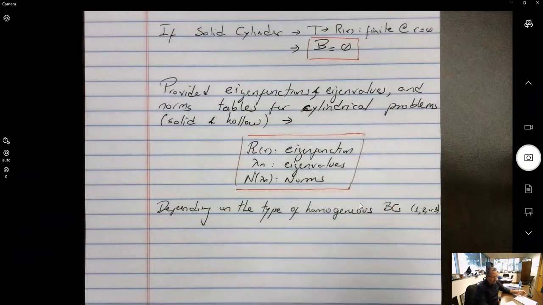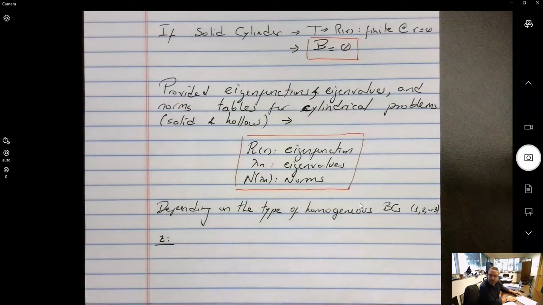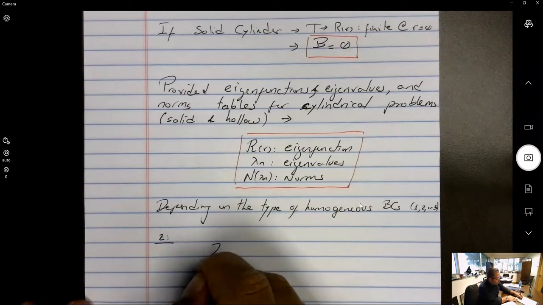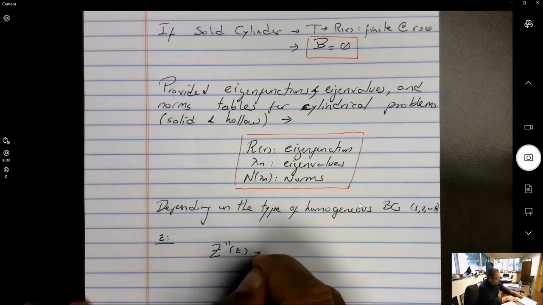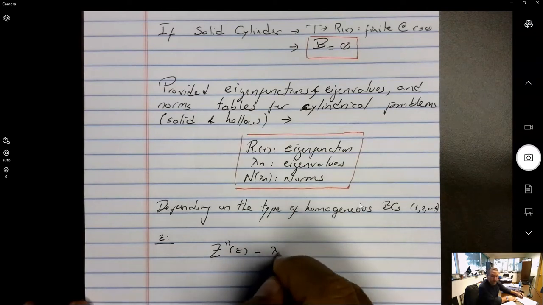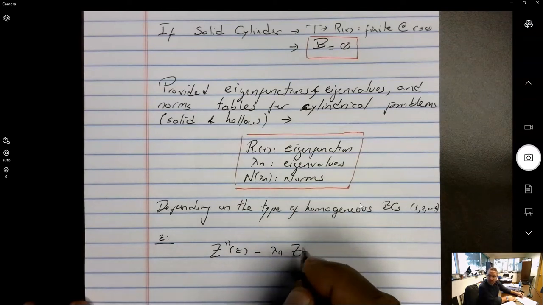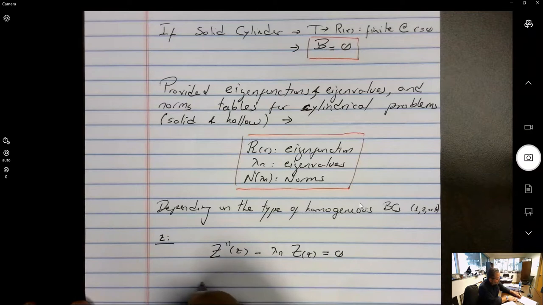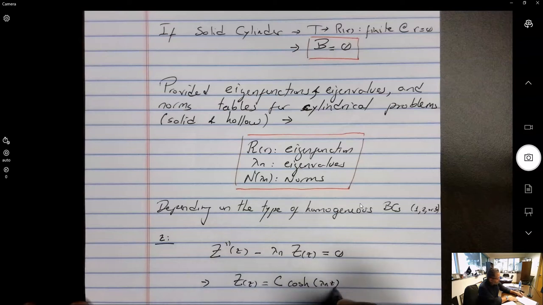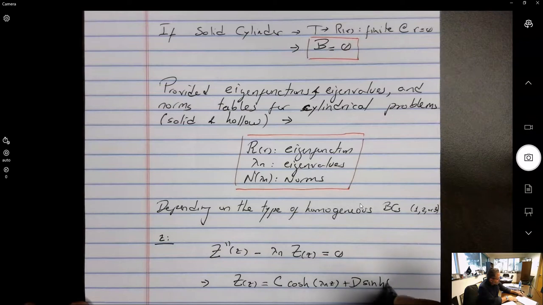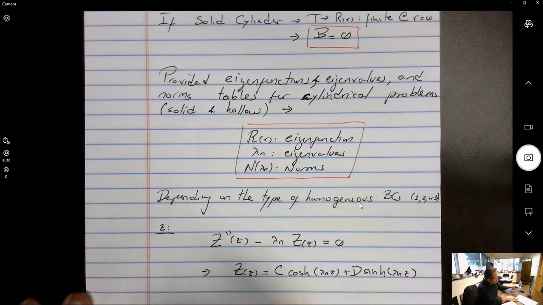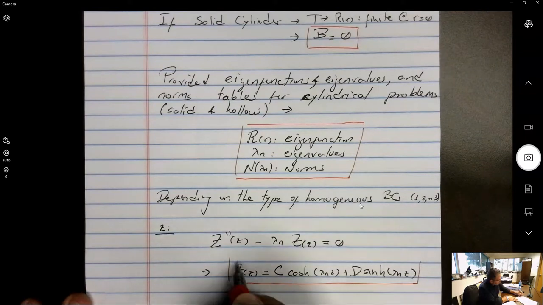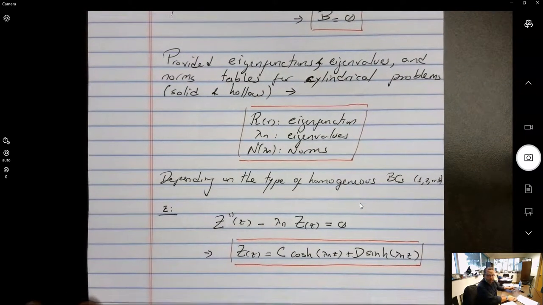Now that's the solution in the r direction. We'll solve an example to show how it goes, but in the z direction, the equation that we end up with is Z double prime of z minus lambda n squared times Z of z is equal to 0, which has a solution. Again, this is not an eigenvalue problem because of the minus sign. C cosine hyperbolic of lambda n z plus D sine hyperbolic of lambda n z, where the lambda n has already been determined from the r problem using the tables.